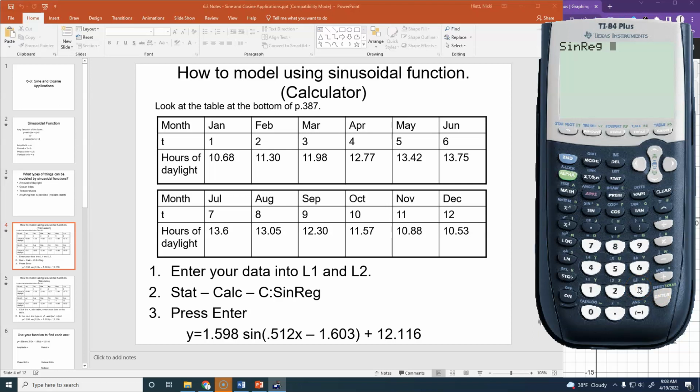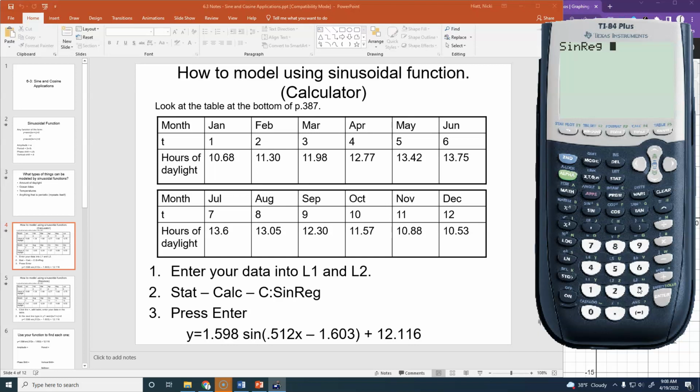From here, several of you have the newer calculators, which will have a different menu. It's going to say something like X list, Y list, store, and then calculate. So L1 is what you want for that X list. L2 is what you want for the Y list, which I believe it's already going to have.